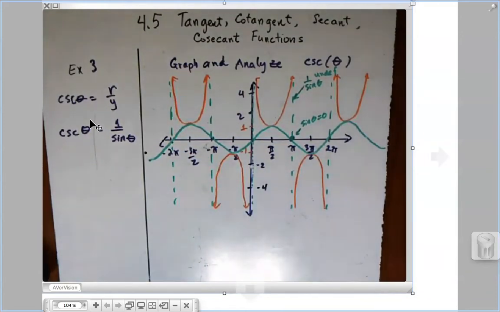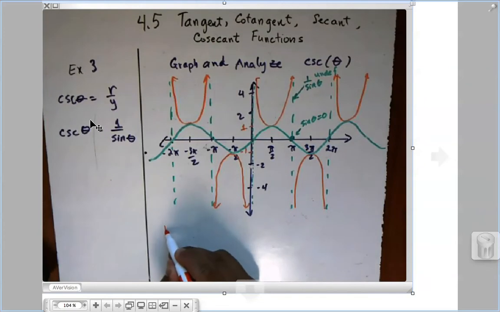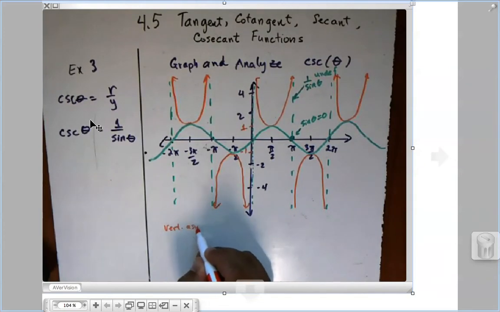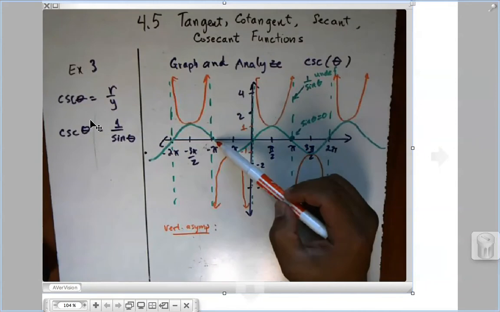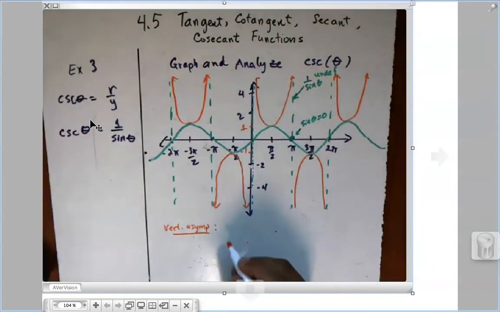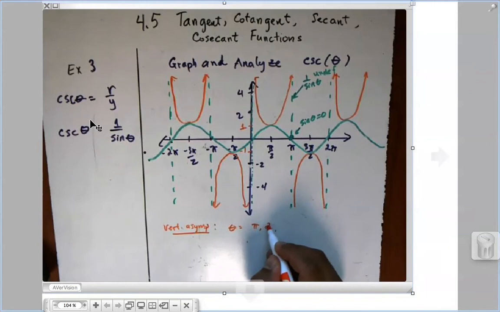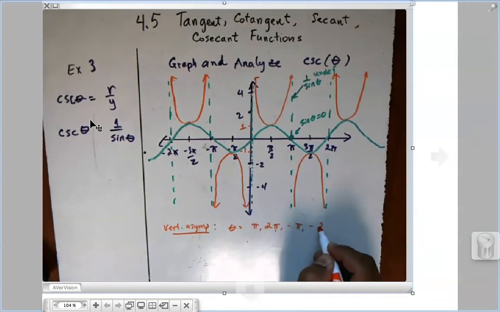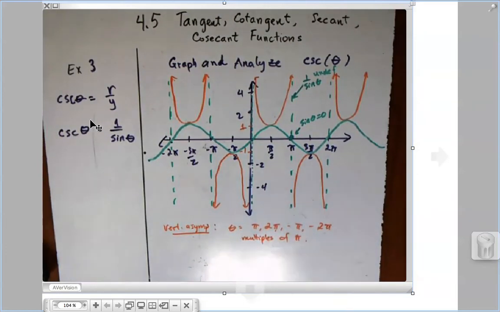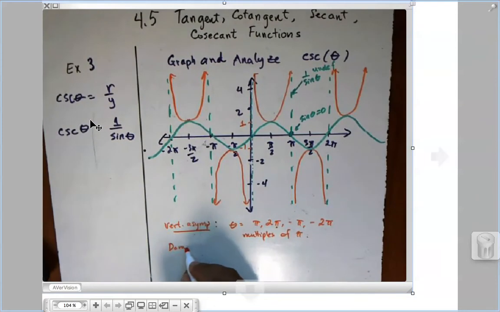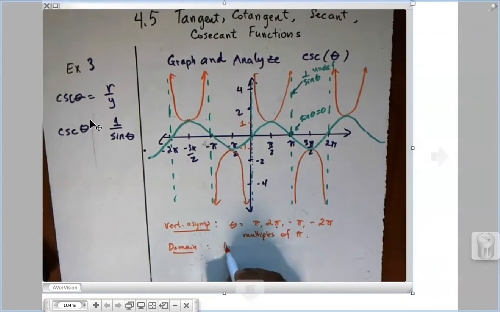So we can say that for the cosecant function, it has vertical asymptotes wherever sine is equal to 0. And that's going to be at pi, 2 pi, negative 2 pi. Theta is equal to pi, 2 pi, negative 2 pi. And we can just say very simply all multiples of pi. We can also say then that the domain is all real numbers except multiples of pi.